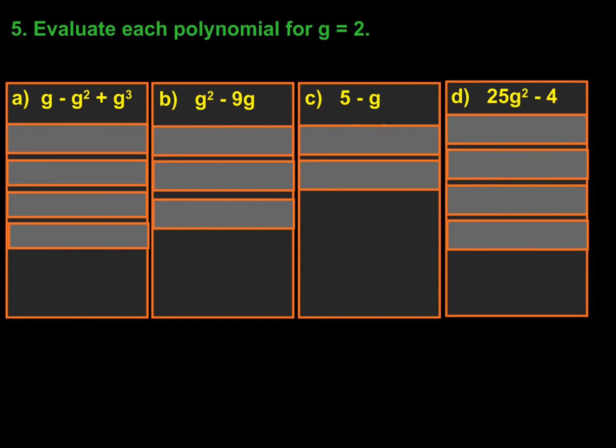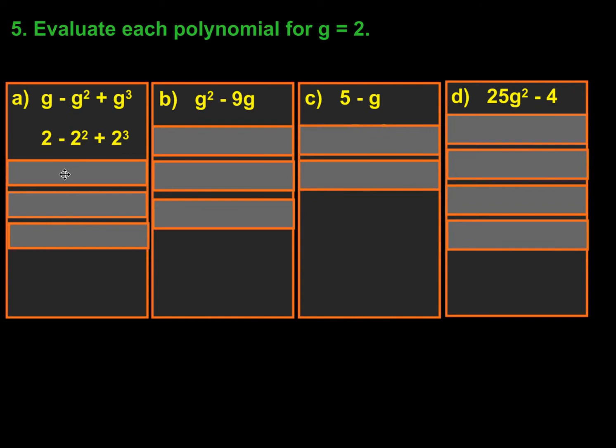We'll start with question 5. For number 5, you're asked to evaluate each polynomial for g, which in this case is going to be equal to 2. So we're going to plug in 2 for all of the g's. For a, we have g minus g squared plus g to the third power. So we plug in the 2's: 2 minus 2 squared plus 2 to the third power.